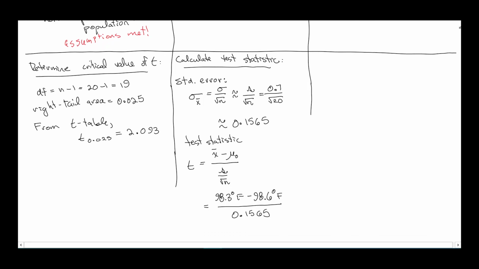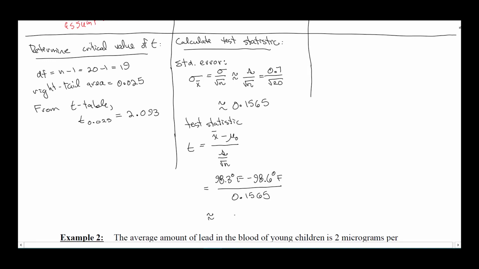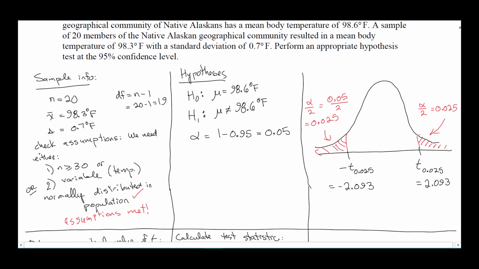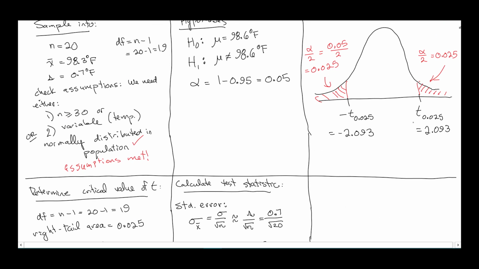And that should give us approximately negative 1.92. Okay, so let's take that negative 1.92 and put it on our picture. Notice it's negative, and that's because our mean was below the benchmark. If our mean were above the benchmark, we're always going to get a positive.